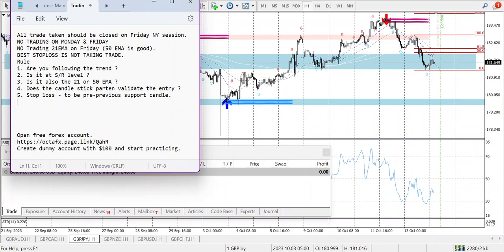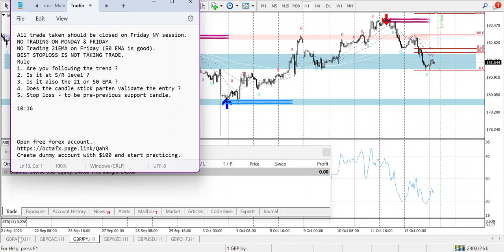If you want to be an options trader, you start practicing today. It will take you approximately 2 years to master trading.